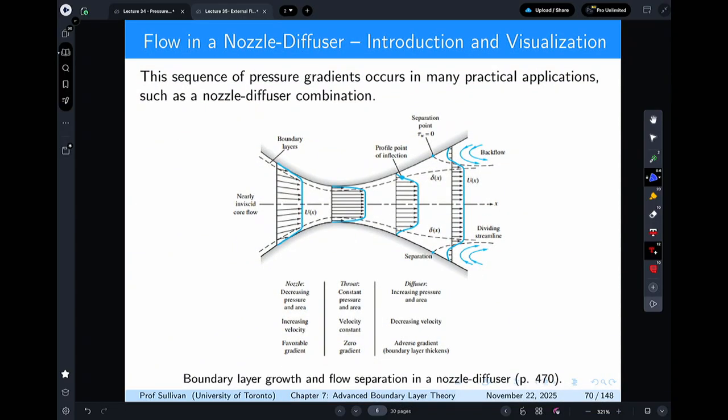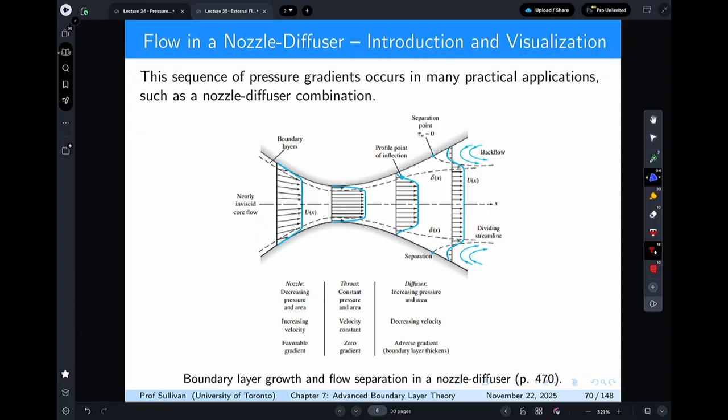So if you're looking at nozzles, and you've looked at nozzles already, you're aware that as you come in, you have a nearly inviscid core flow that's there. That's the center region that's not affected by the walls. You have decreasing pressure as you bring the area down. You have increasing velocity.